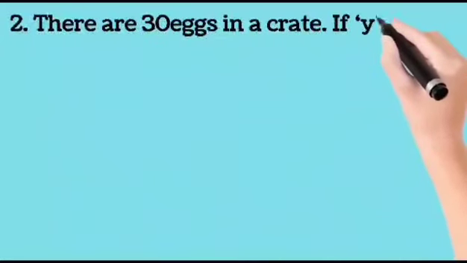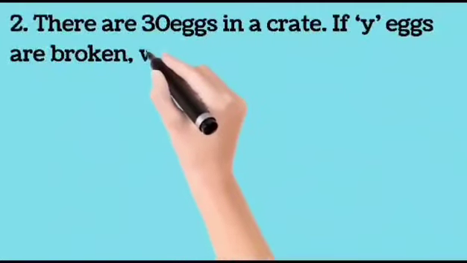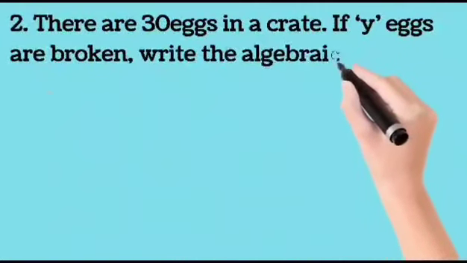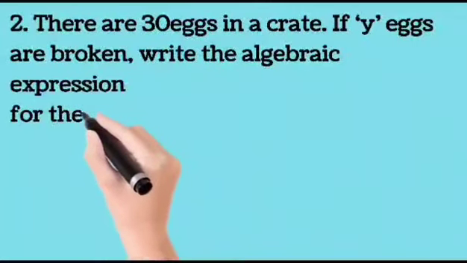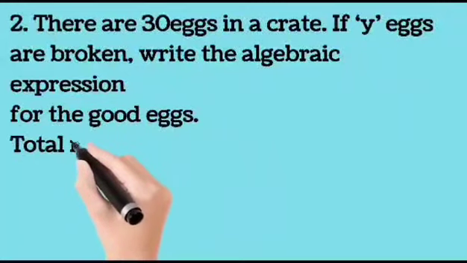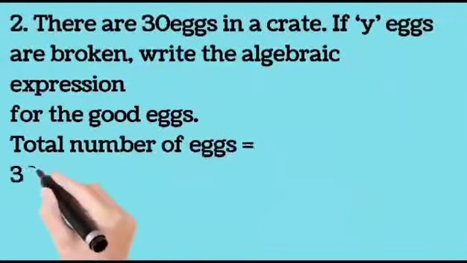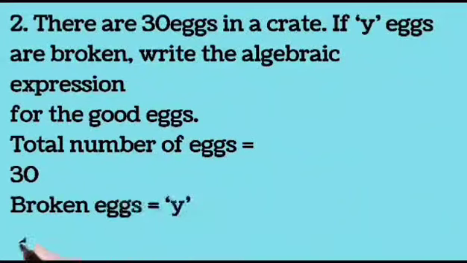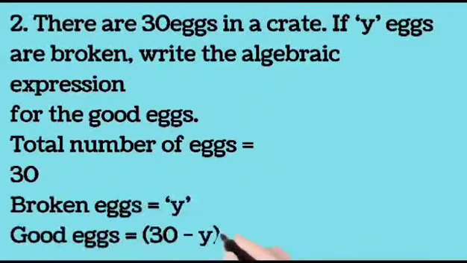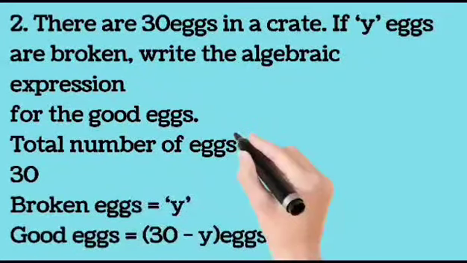Example 2. There are 30 eggs in a crate. If Y eggs are broken, write the algebraic expression for the good eggs. Remember, total eggs are 30. Broken ones are Y. That means the good ones will be 30 minus the broken ones, which is Y. Your algebraic expression is 30 minus Y for the good eggs.